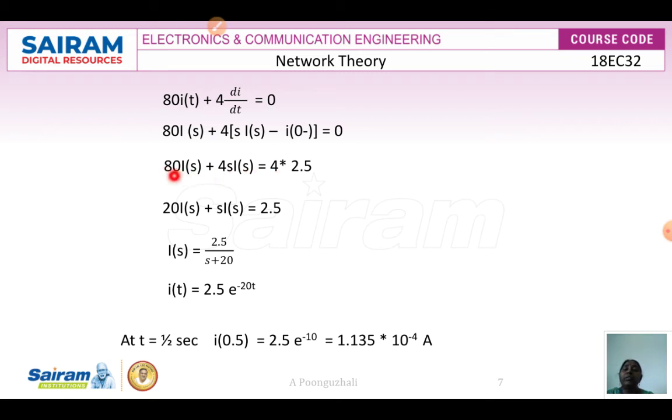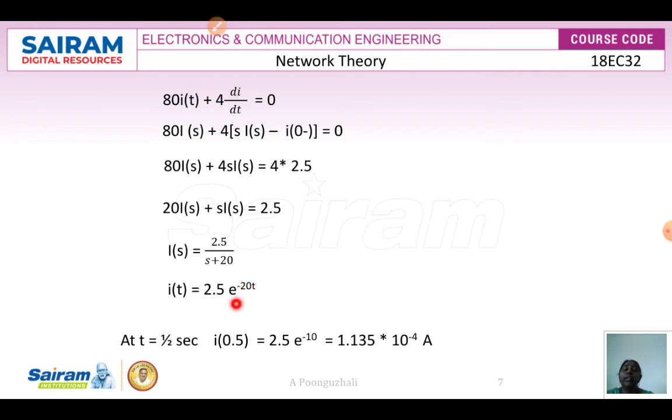If I divide this equation throughout by 4, this is going to be 20 into I(s) plus s into I(s) is equal to 2.5. So I(s) is equal to 2.5 divided by s plus 20. If I take the inverse Laplace of it, i(t) is equal to 2.5 into e power minus 20t.